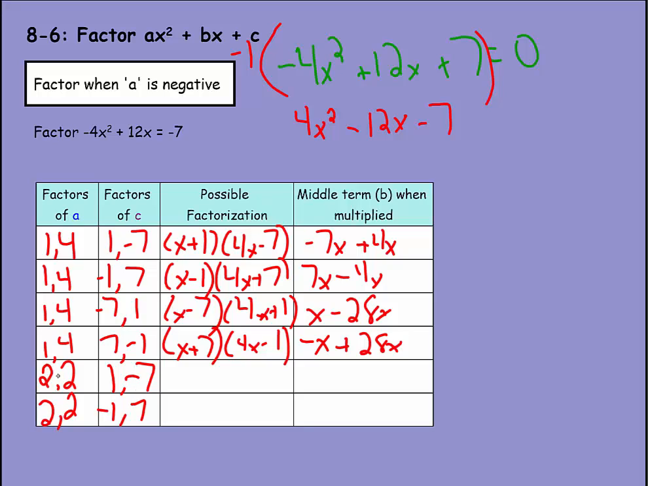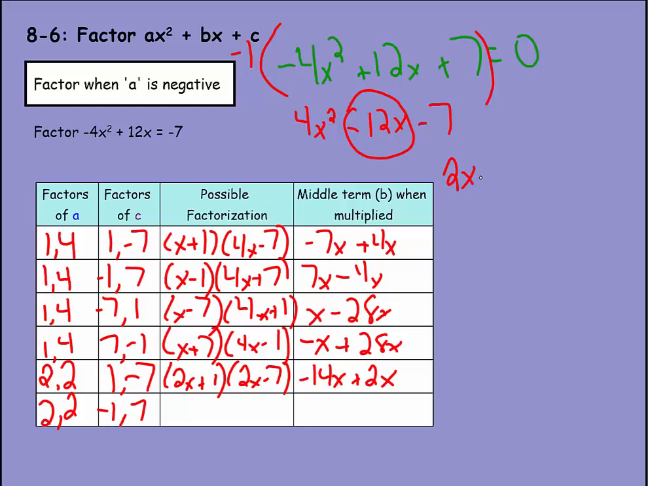So for this one, this would give me 2x plus 1. It would be 2x minus 7. So let's try that one. 2x times -7 would be -14x. 2x plus 1, 2x times +1 would be +2x. -14x plus 2x equals -12x, which is exactly what we want. So this would be our factorization at long last.